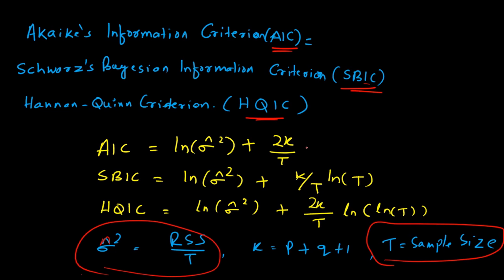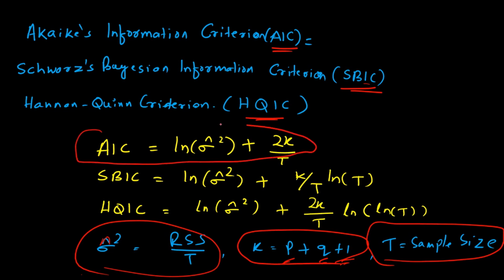So what is k? K in this case is the number of parameters that you are estimating. So it's p, that means the number of AR terms, and then the number of MA terms q, and then plus 1. That takes into account the degrees of freedom. So k is p plus q plus 1, and the term is 2k by T. The model which gives you the minimum AIC is the best one. Remember, we are talking about the penalty term. So what is the penalty term in this case? The second term is the penalty term.